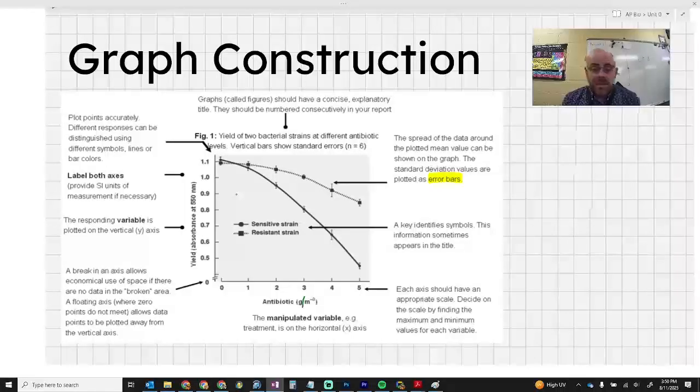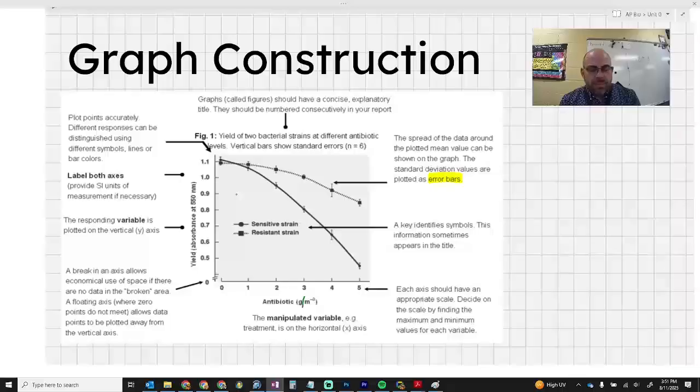Those axes not only need to be named correctly, but the unit also needs to be listed next to them. You can see here the antibiotics are listed as grams per meter cubed or gram meters negative cubed. And I put the slash in there being silly. The yield is absorbance at 550 nanometers. Talking about light, I guess. So lots of weird stuff here, but you do have to have those units on there.